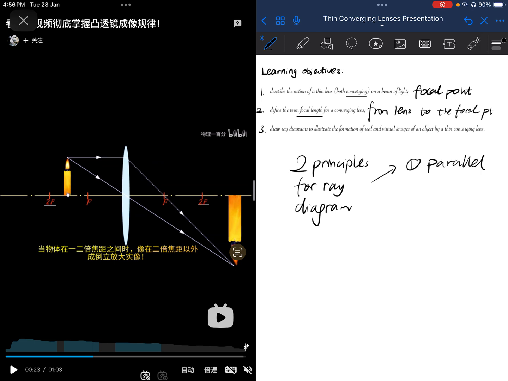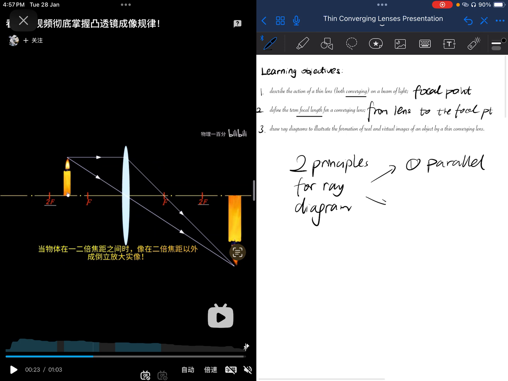So observe the line that is parallel to the principal axis. Follow that line. It says that the light ray that is parallel to the principal axis on one side of the lens will pass through the principal focus on the other side of the lens.